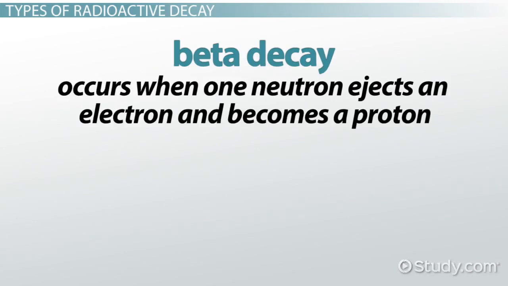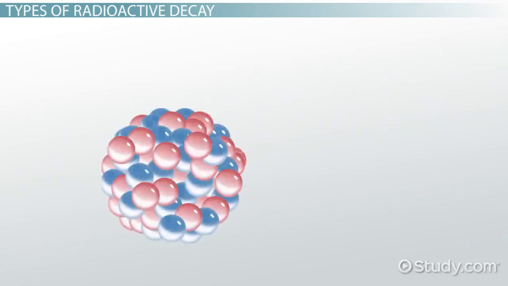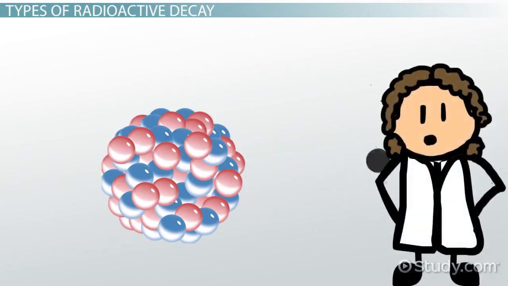Beta decay occurs when one neutron ejects an electron and becomes a proton. Alpha decay often creates unstable isotopes that also undergo beta decay. Beta particles are a bit lighter than alpha particles, so they can go farther and penetrate materials deeper. However, clothing will still stop beta particles.